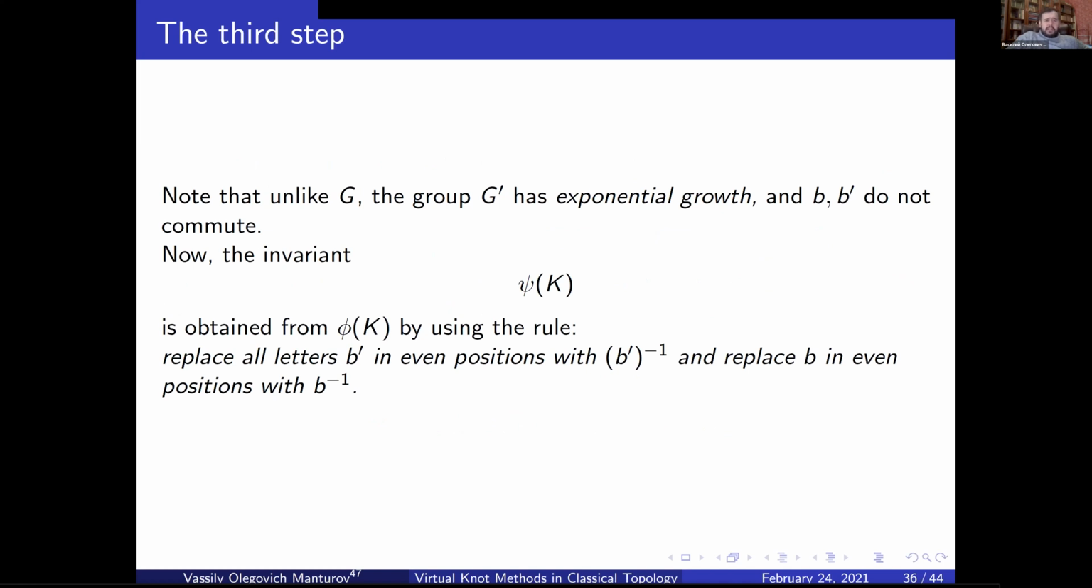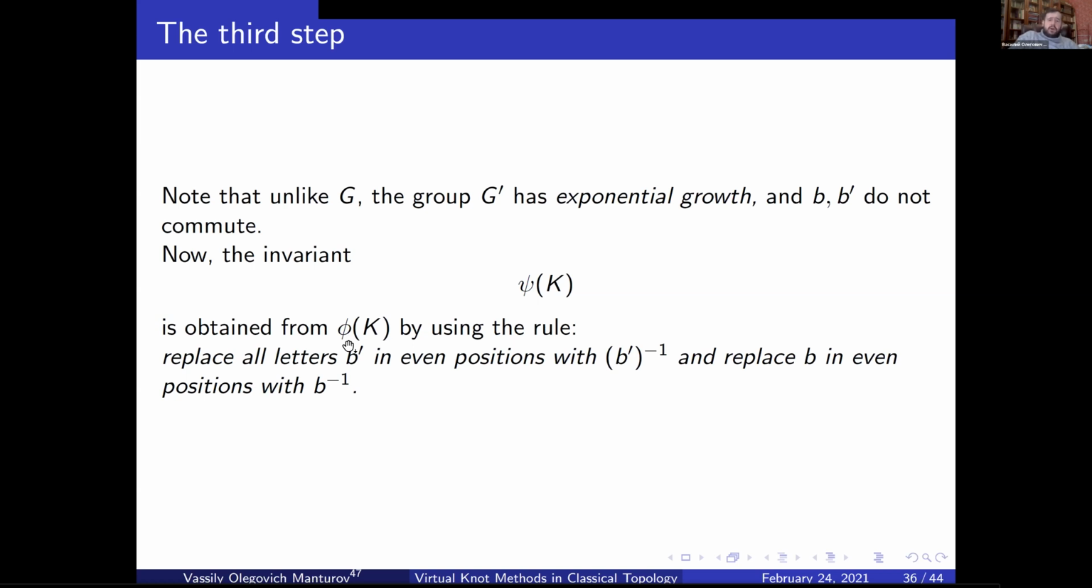Okay, so this is the group, and here is the rule for writing down a word which will give rise to an invariant value in this group. We had a rule how to construct a word in our group, phi of k. And now the new word will be called C of k. I want to manipulate a bit with odd things, and I want to replace B prime in even position with B prime to the -1, and replace B in even positions with B to the -1.